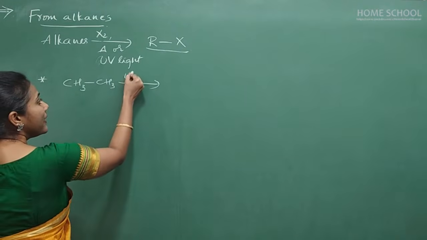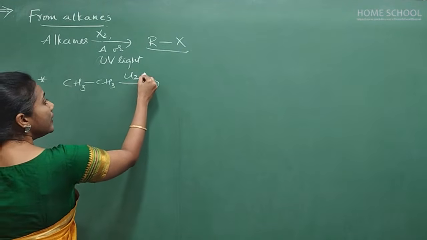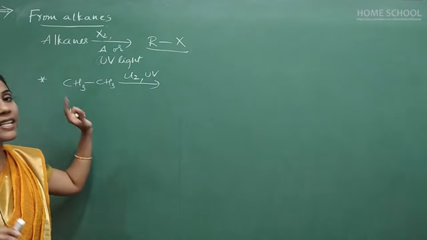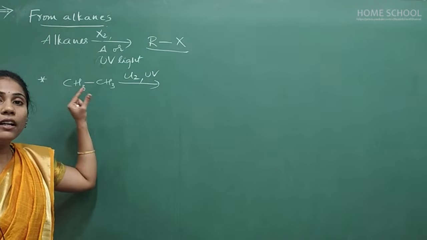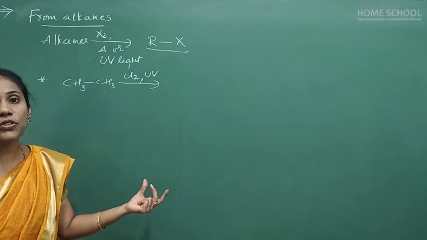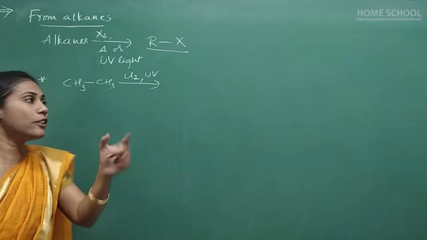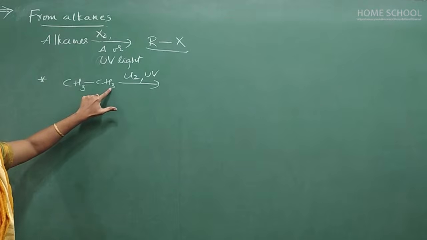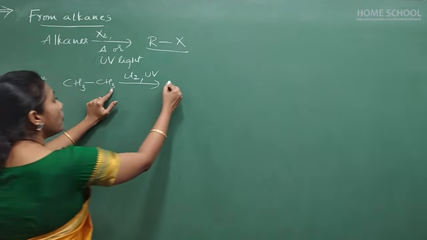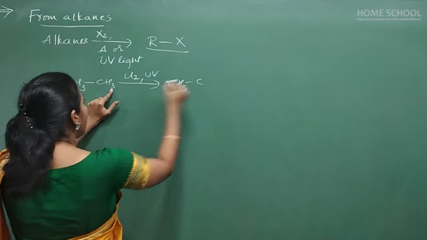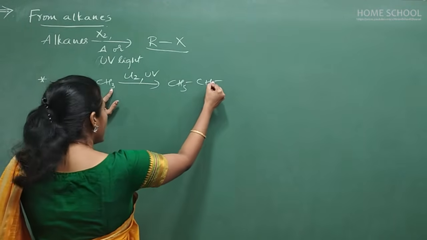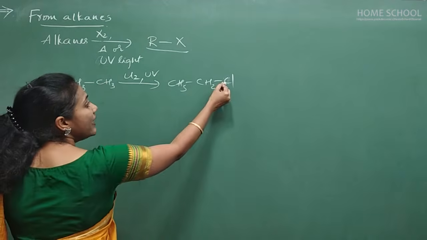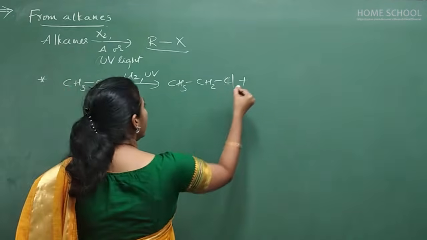Now I am heating this with Cl2 in the presence of sunlight or UV radiation. All hydrogens are similar because both carbons are primary, so all hydrogens are primary hydrogens only. You replace any one hydrogen, either from here or from here. Let me replace one hydrogen from here. So what do we get? CH3, then CH2, and instead of one hydrogen you have the X atom, that is Cl. So you will get chloroethane plus a byproduct.